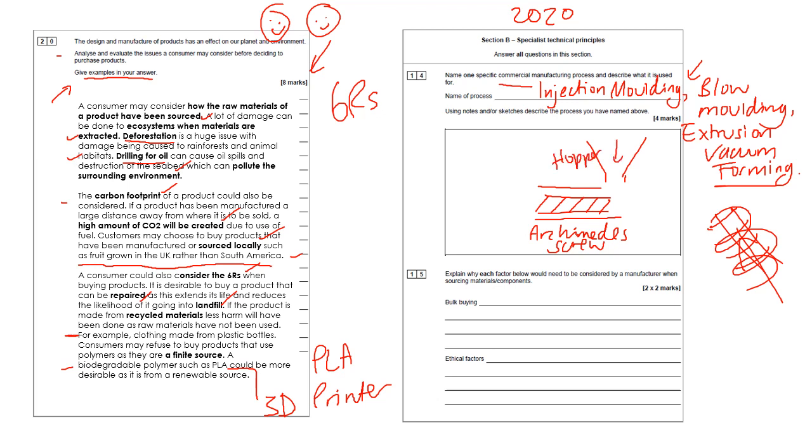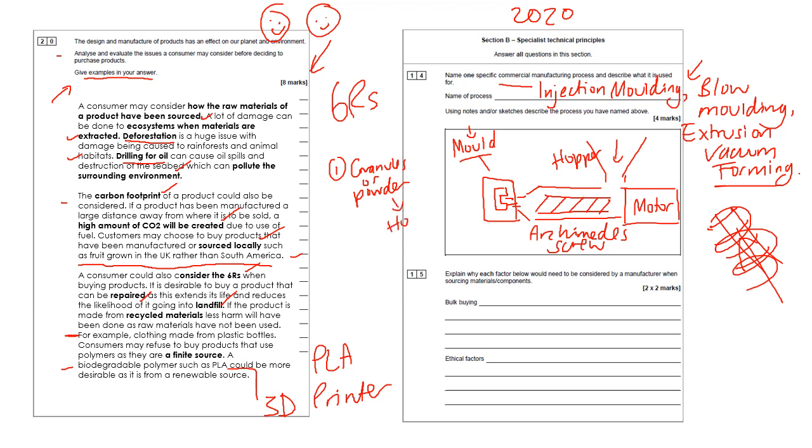So the granules of plastic are fed through the hopper. They go into the barrel. There is a motor here. And basically at the end of this, there is a mold. So you might draw something like that, for example. So this is called the mold. Make sure you spell it correctly with a U. And the steps are things like granules or powder are fed into the hopper. I'm not going to write the whole thing out, so just listen to me maybe and make notes.